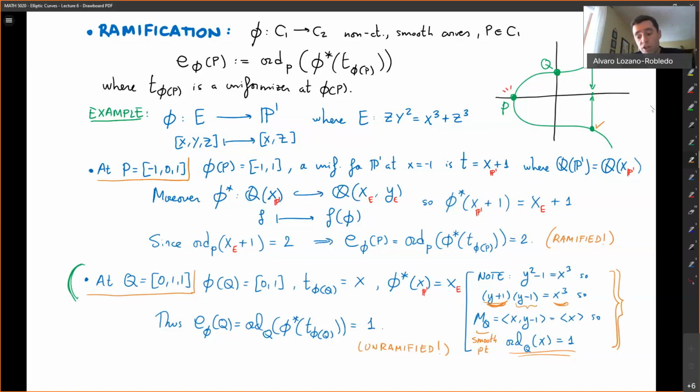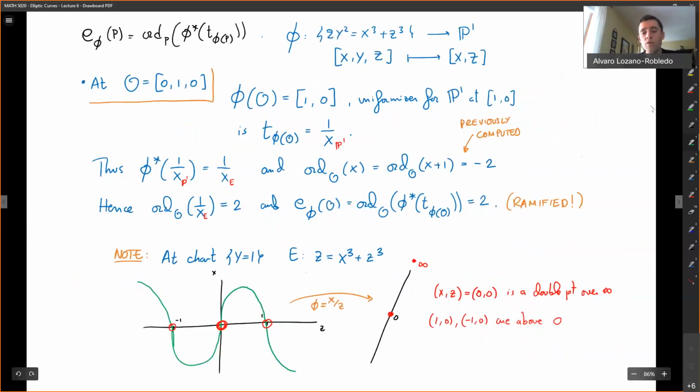So the order of vanishing at X is 1, and that gives you that the ramification index is 1, which means it's unramified at Q, as the picture sort of shows. There's 2 points that map to this 0 point in the P1. All right, so let's move on to another point.